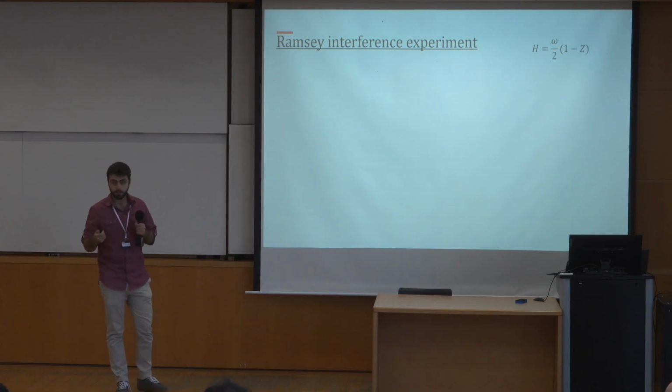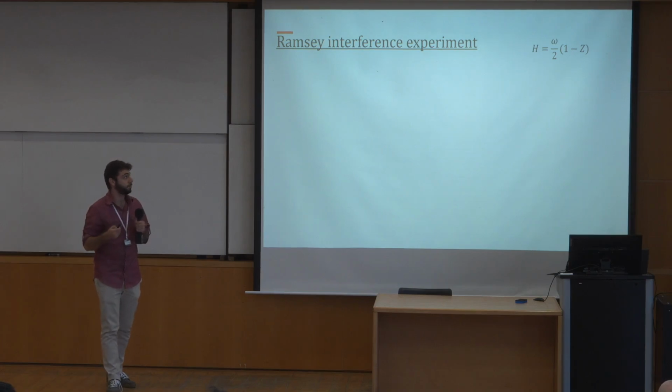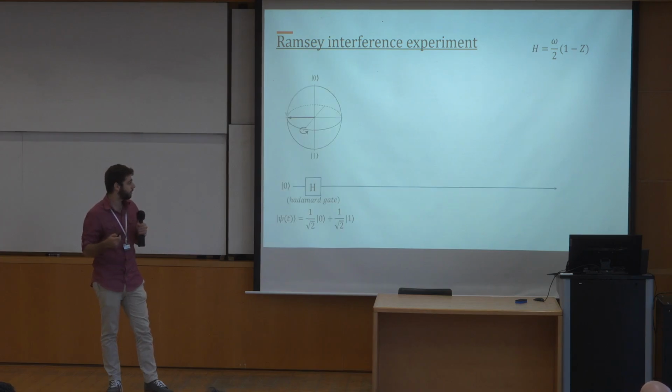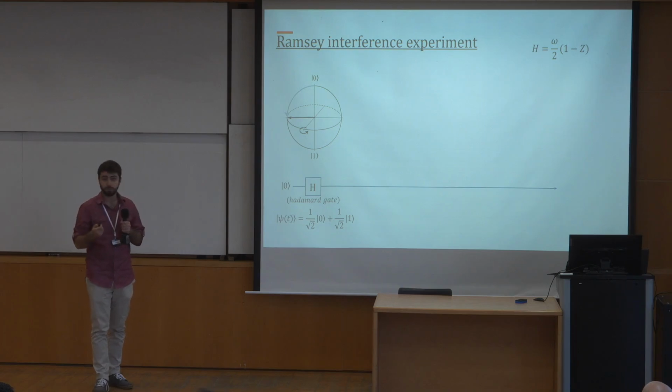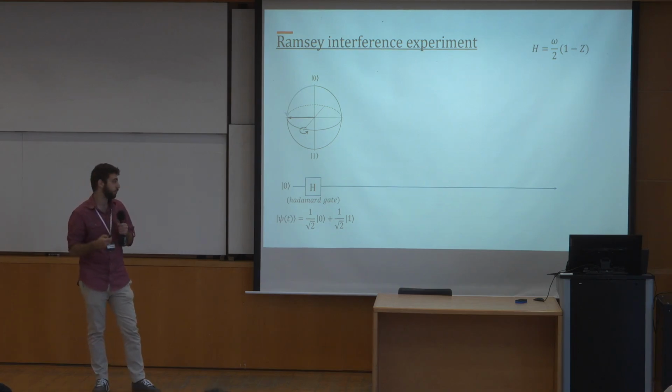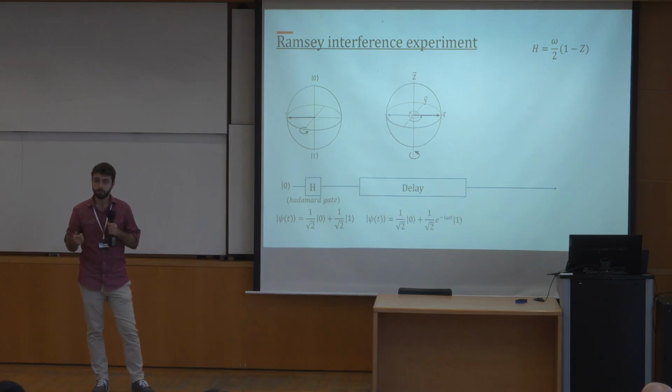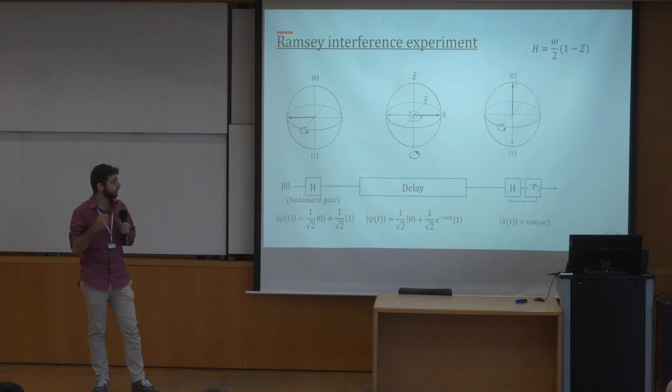So to characterize this detuning, we'll look at something called the Ramsey interference experiment. This experiment is fairly simple. We start at the 0 state and apply a Hadamard gate on the qubit. This will transform the qubit to the plus state, the superposition of 0 and 1. We'll then let it evolve, and we'll see that the 1 state will acquire phase with respect to omega. And then we'll measure in the X basis. And the expectation value of X would be a simple cosine omega t.